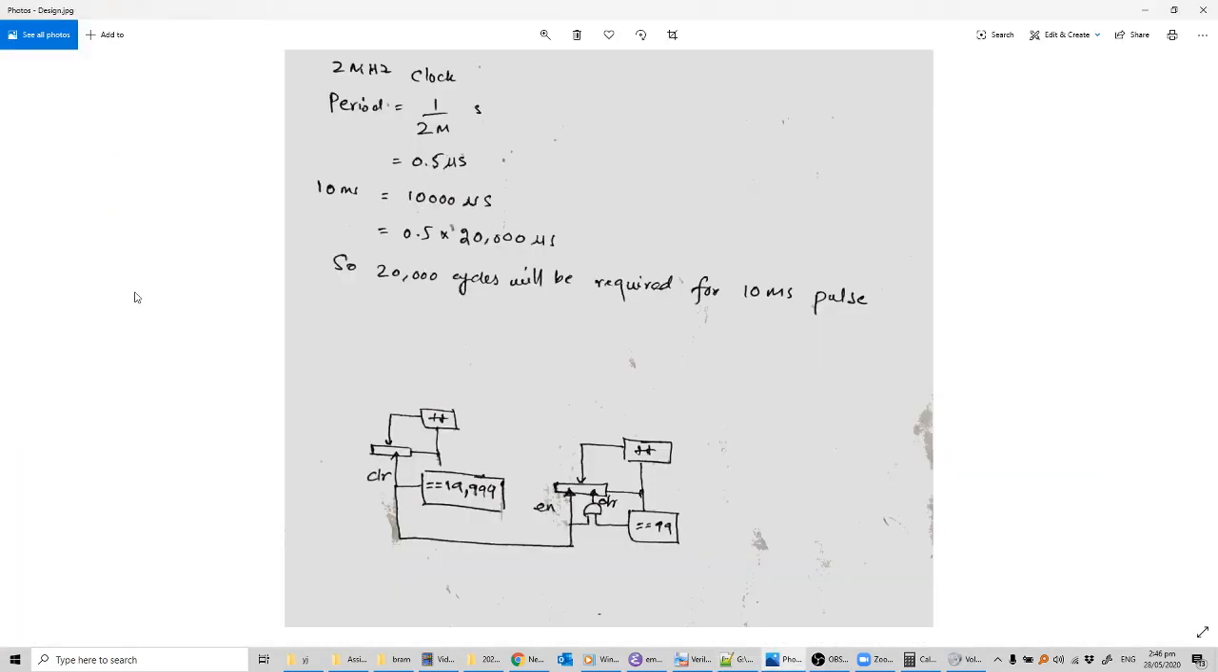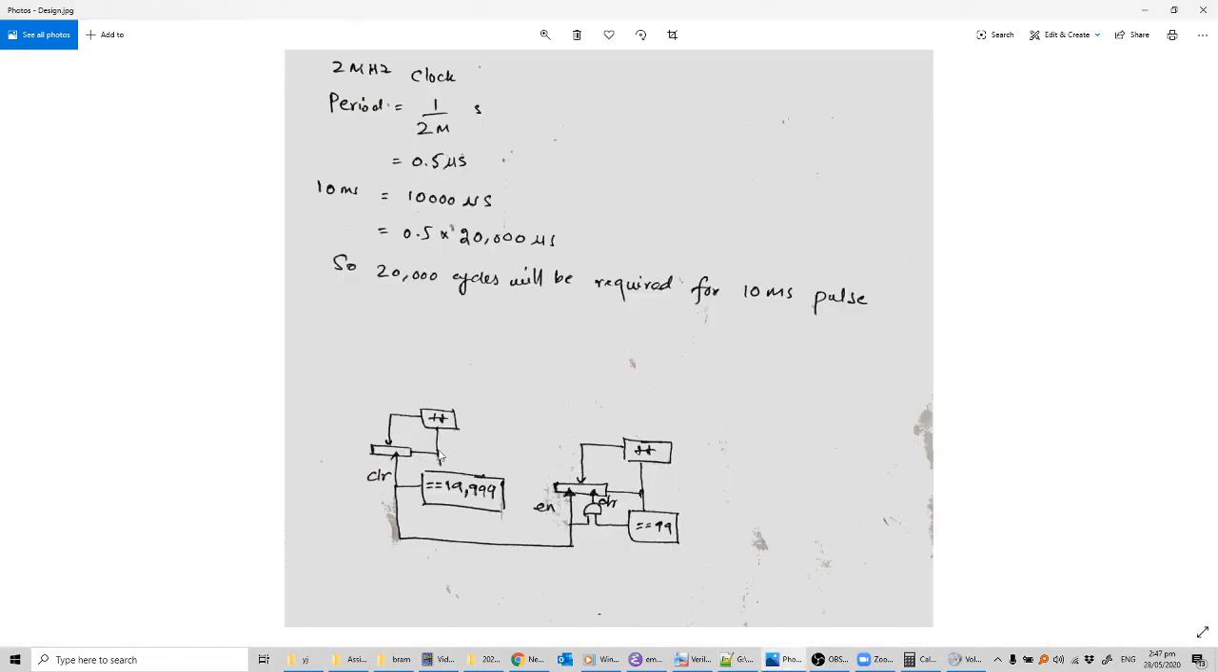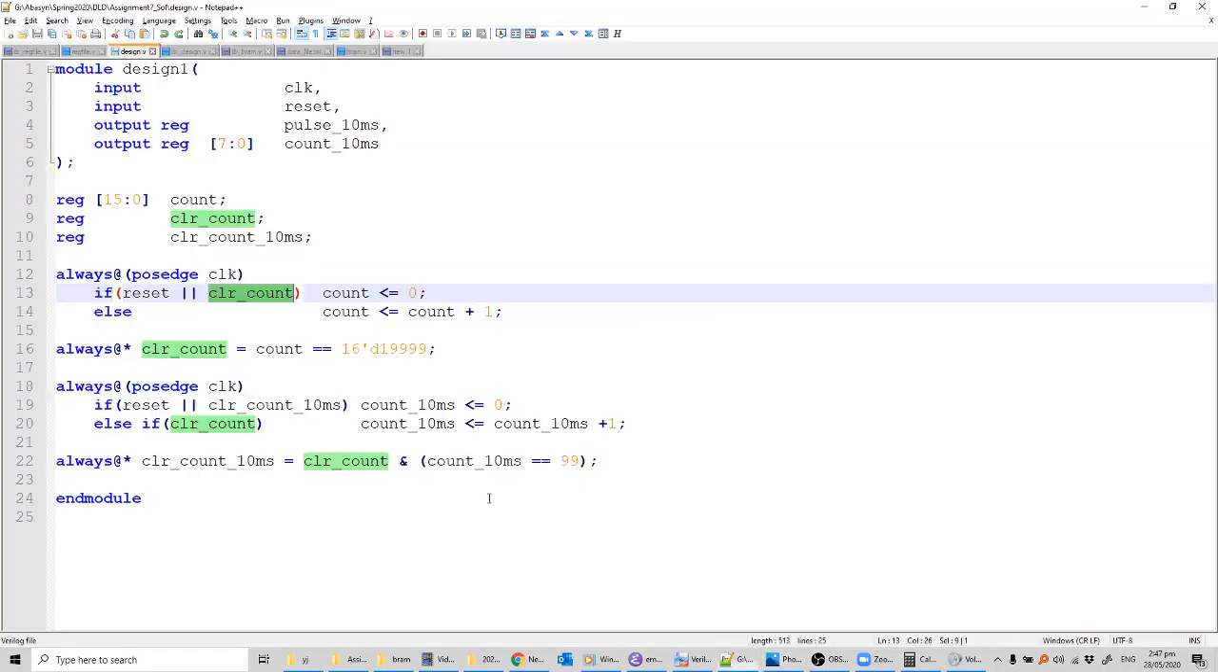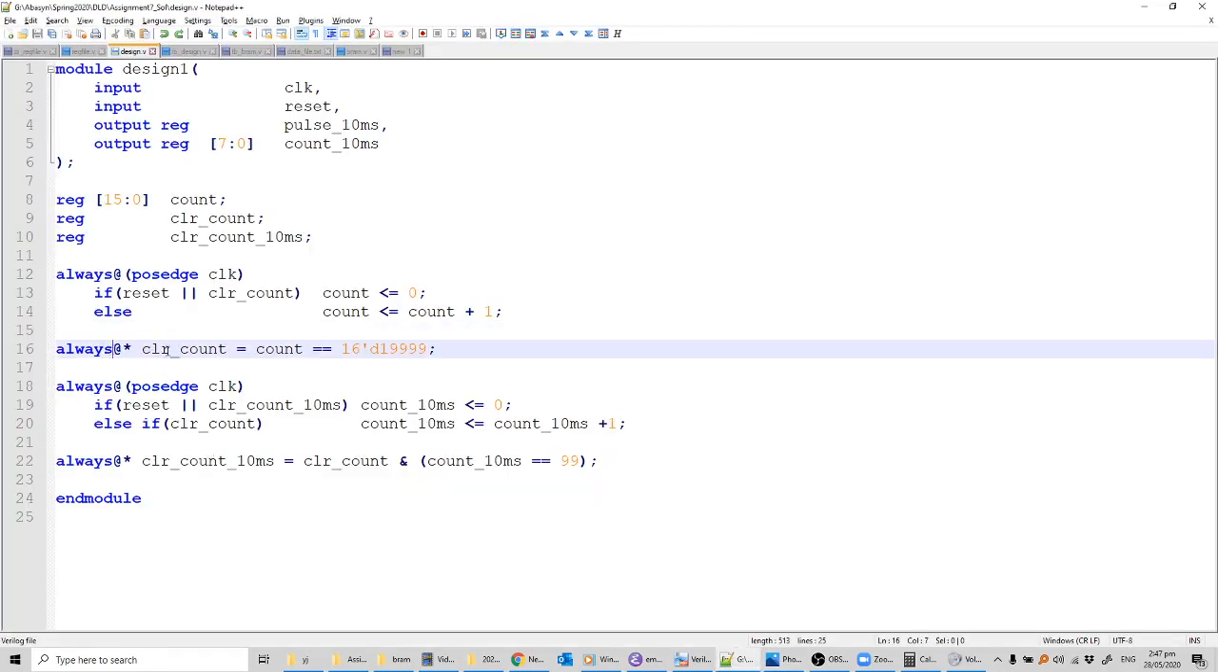So this count is basically this register, and secondly, otherwise I just want to increment it on any cycle. This clear count signal is this signal that should be asserted whenever I reach 19,999. To make this comparator, I have just written this code. Always at star, clear count is equal to count equal to 19,999.